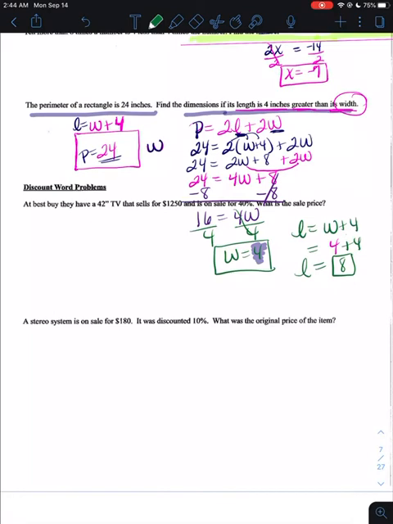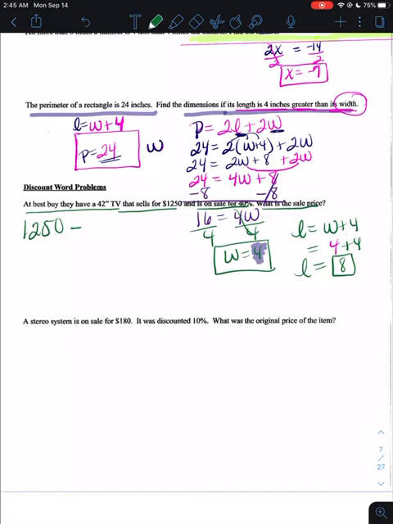At Best Buy, they have a 42-inch TV that sells for $1250 and is on sale for 40%. What's the sale price? So you're going to have the price of the TV, and you're going to get a discount of 40%. They want to know, how much are you going to pay when you get to the register? So what you do is you take the $1250, and then you subtract 40% of the $1250.